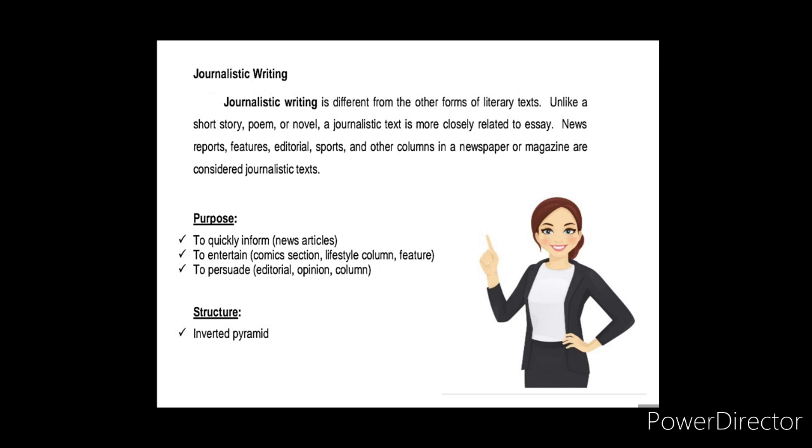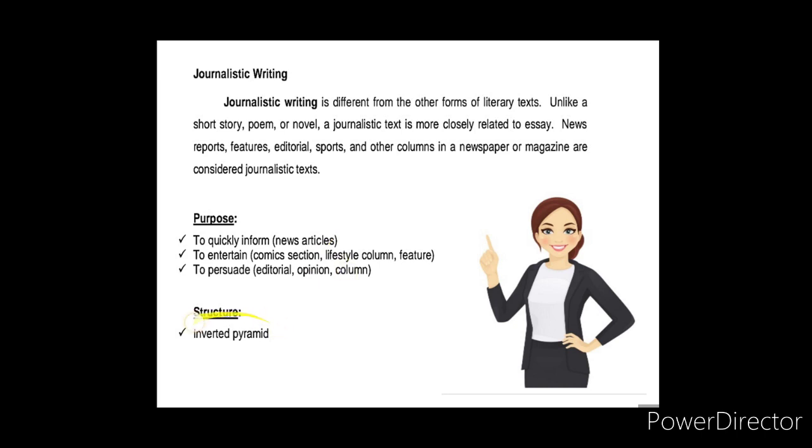So the purpose of journalistic writing is to quickly inform us, and it's found under the news articles, sports articles, science and technology articles, and the other purpose is to entertain. You can see it under comic section, lifestyle column, feature. All right, and the last one is to persuade. When we say persuade, it means to cajole or to convince the readers, and it is usually found in the editorial section, opinion, and column.